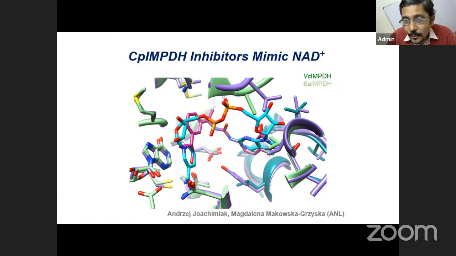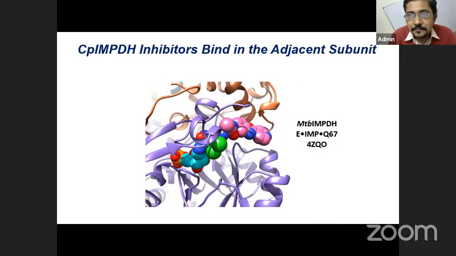The second interesting point is that this NAD binding site is located at a different place, which I'll talk about when I talk about the bacteria. I'll talk about that site.